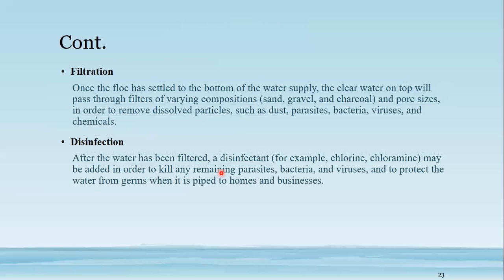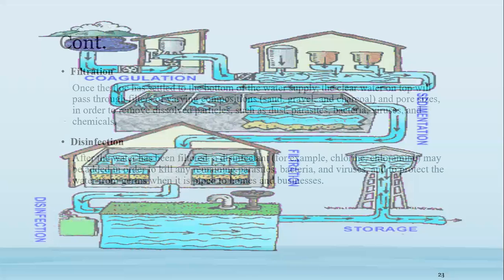Filtration. Once the floc has settled to the bottom of the water supply, the clear water on the top will be passed through filters of varying composition and pore sizes in order to remove dissolved particles such as dust, parasites, bacteria, viruses, and chemicals. And then we add disinfection to kill pathogens, bacteria, and other viruses to protect the water from germs, and then it is piped to homes and businesses.